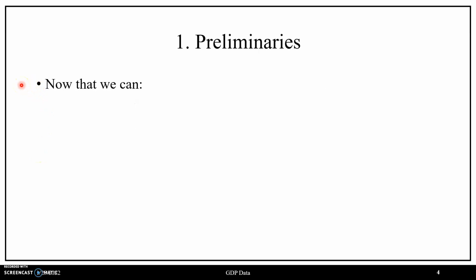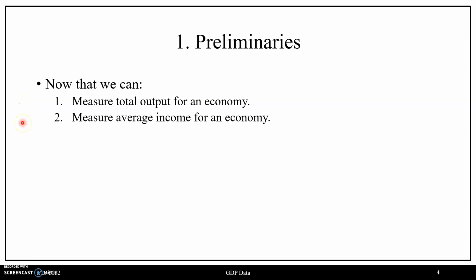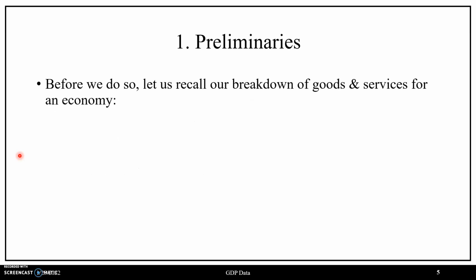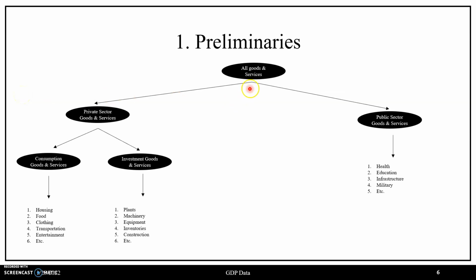Beginning with our preliminaries, now that we can measure total output for an economy, measure average income for an economy, as well as compare total output in an economy over time, we would like to examine this information in the real world using the United States as an example. But before we do so, let us recall our breakdown of goods and services for an economy, where we have all goods and services for a particular economy.